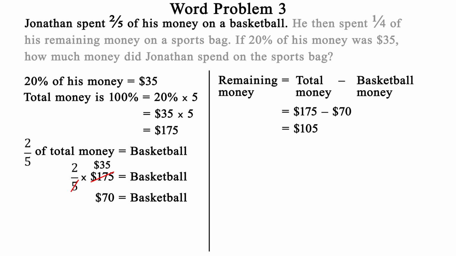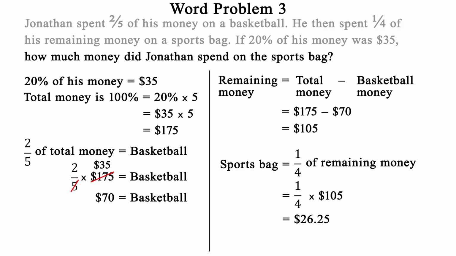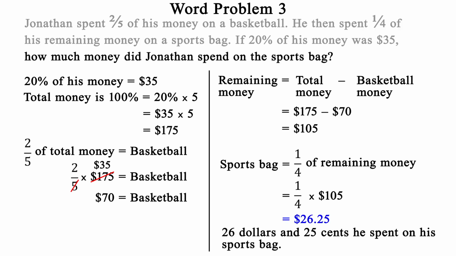And now we'll focus on the second sentence. He then spent 1/4 of his remaining money on a sports bag. So 1/4 of remaining money, that means 1/4 of $105. So he's spending in sports bag 1/4 multiplied by 105, which is 26.25. So $26.25 is spent in sports bag.